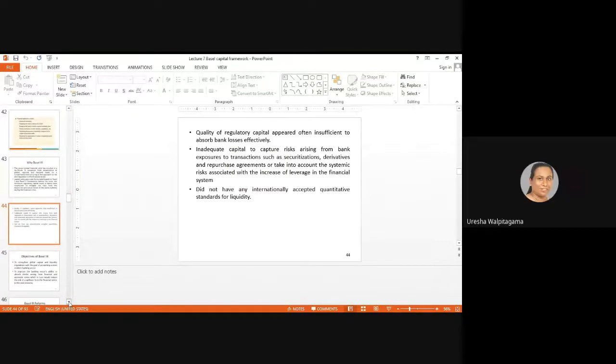You can see 44, no? Yes. It was coming down from the top when you were scrolling.